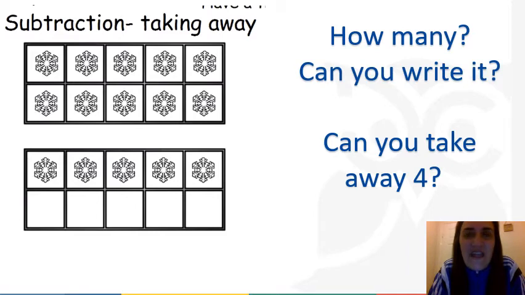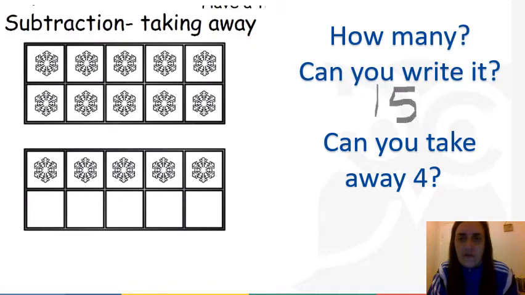Can you put that many snowflakes into your 10 frames? How many are there? Say it. 15. Amazing. Can you write it down? How do we write 15? We've got 1 full 10 frame and 5 ones. 15. A 1 and a 5.